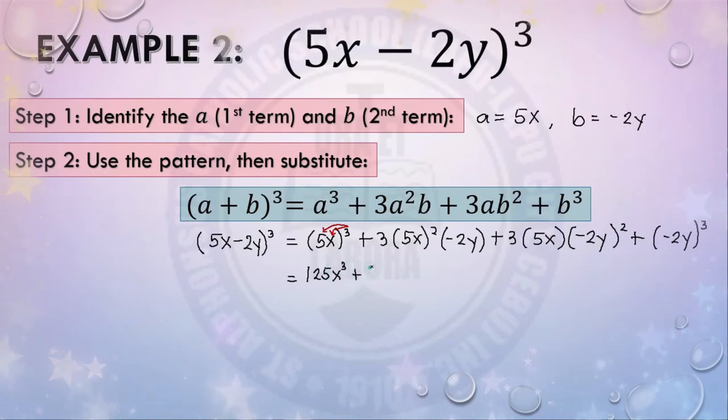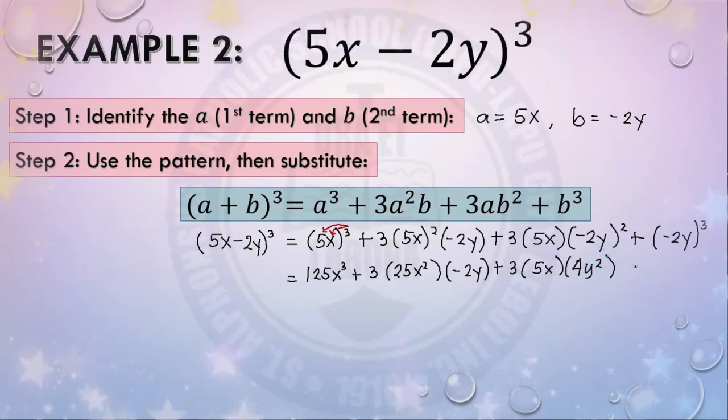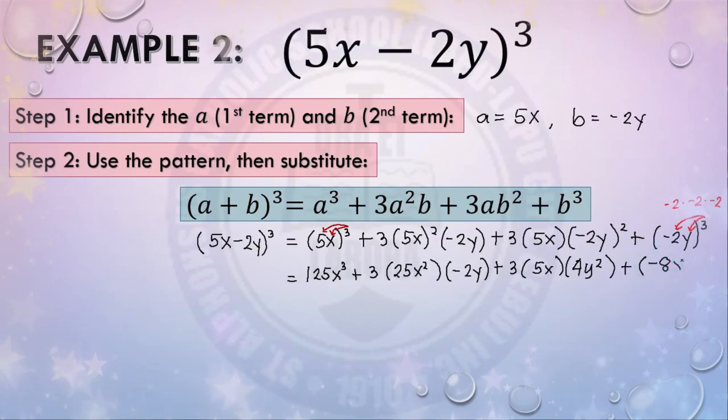Next, let's do it step by step. 3 times, what is 5x squared? That is 25x squared, times negative 2y, plus 3 times 5x, what is negative 2y squared? Negative 2 times negative 2, the answer is positive 4y squared. Plus negative 2 times negative 2 times negative 2. So please bear in mind that this is multiplying negative 2 by itself 3 times. The answer is negative 8y cubed.